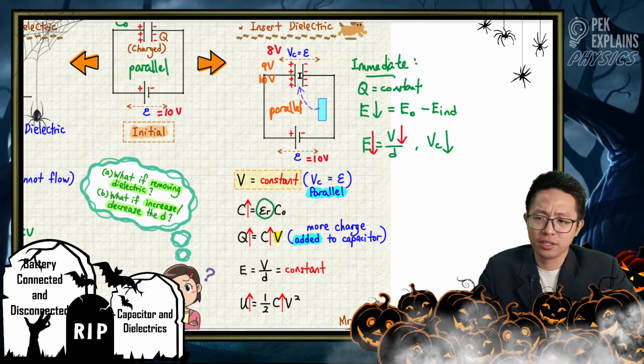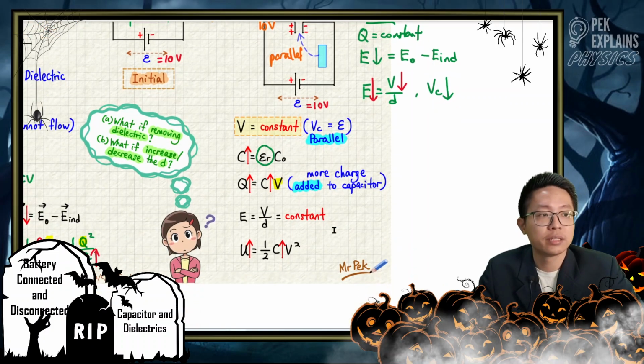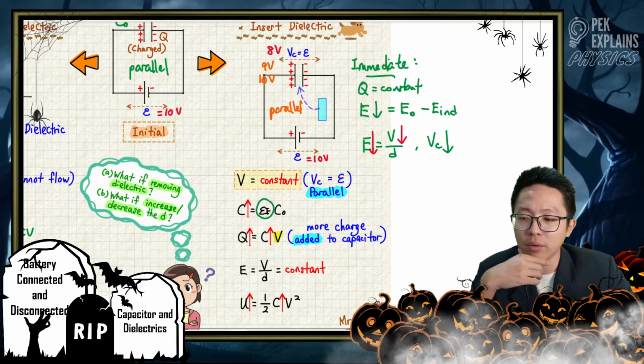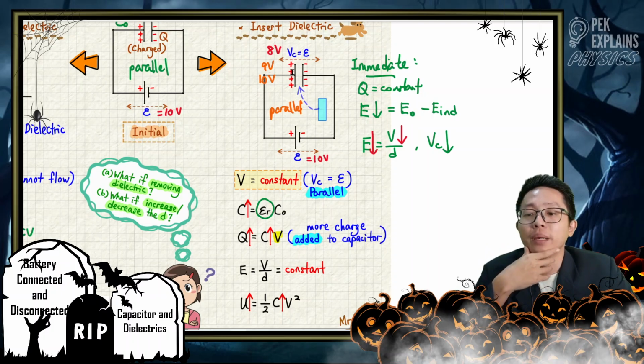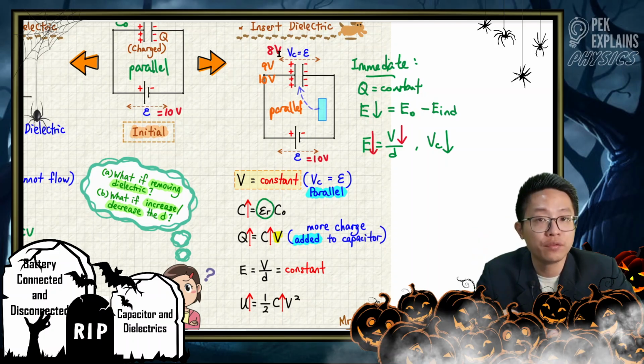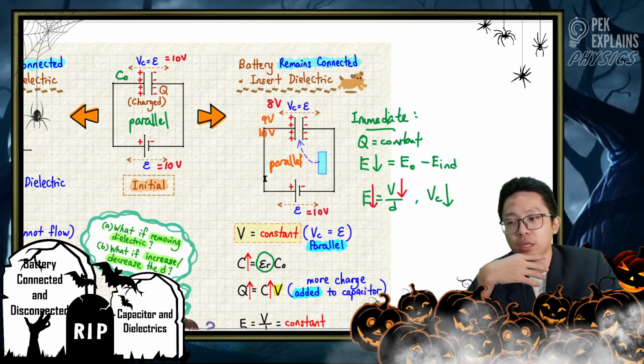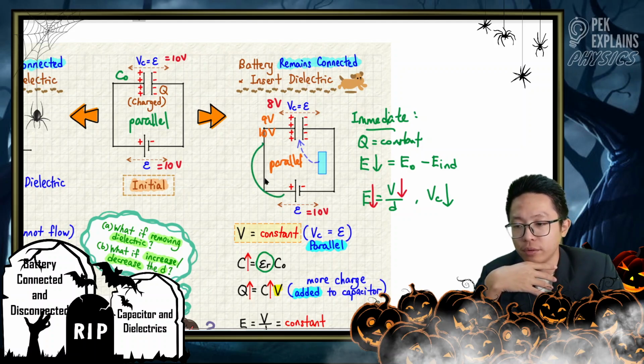What does this mean? The charge in the capacitor increases. That means more charge has been added to the capacitor. That means more charge flows from the battery to the capacitor. Why does more charge have to flow to the capacitor? Because just now I said the voltage of the capacitor has dropped to 8 volts, from 10 volts dropped to 8 volts. So now the voltage has to go back up to 10 volts. So if you want to increase the voltage back, more charge has to flow from the battery to the capacitor.